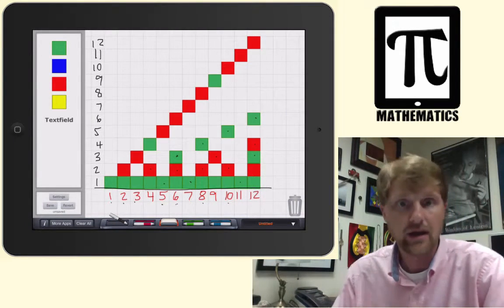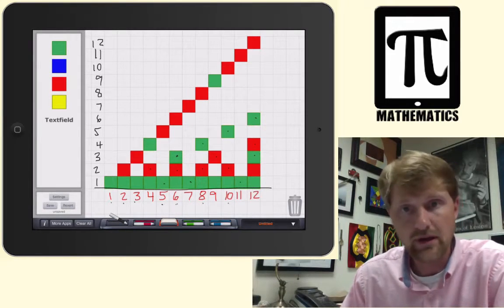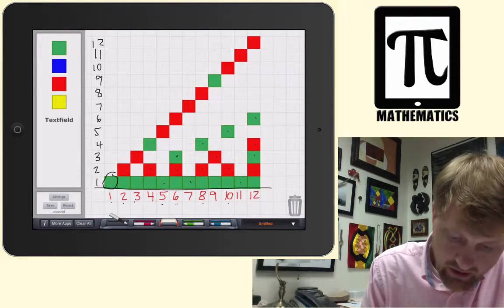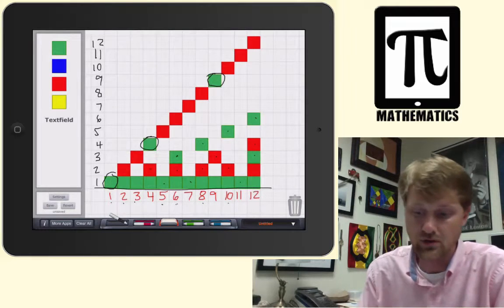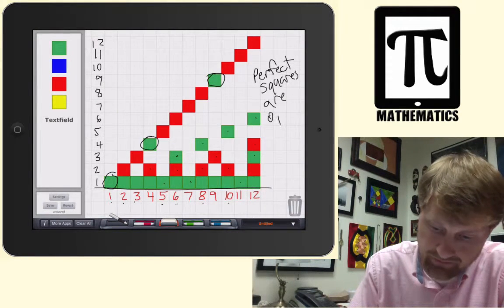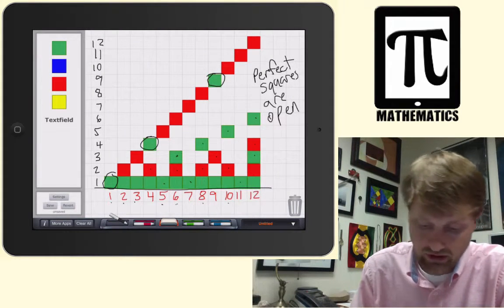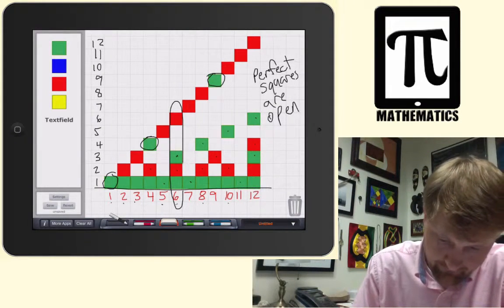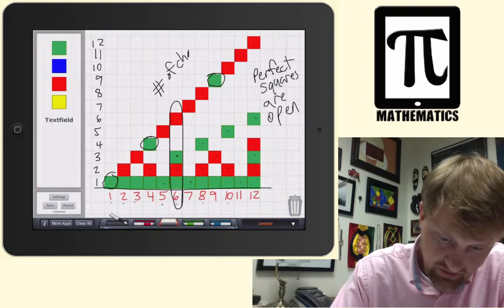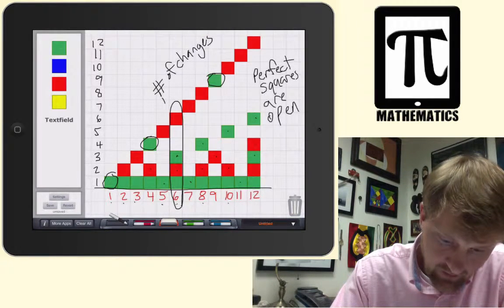And now you have a diagram with your color tiles of opening and closing. And the locker problem illustrates that all the perfect squares are still open after everybody goes through. So perfect squares are open. And then we look at the number of changes, which are the factors.